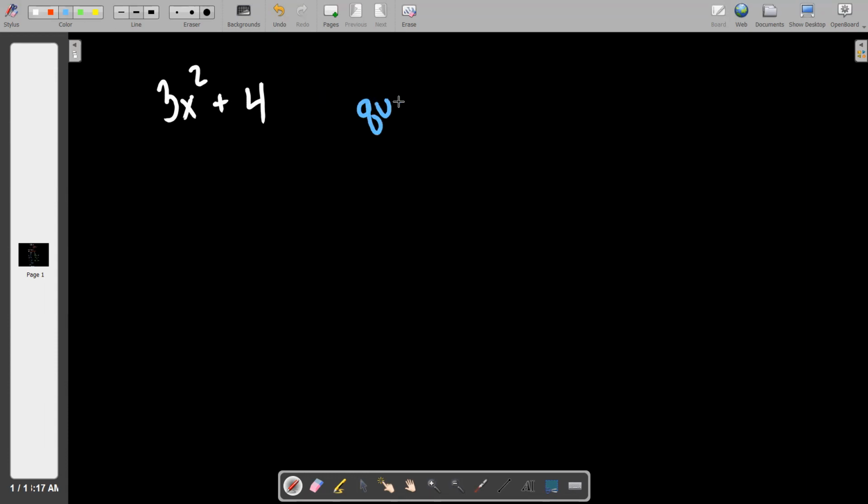This is a quadratic. Based on its number of terms, what would you say it is? Binomial. So this, friends, is called a quadratic binomial. There you go. And now you know. So when we use these big words, they're not bad. They're just big words.